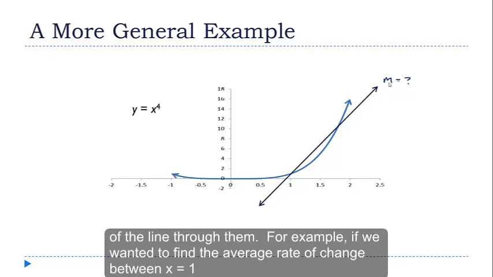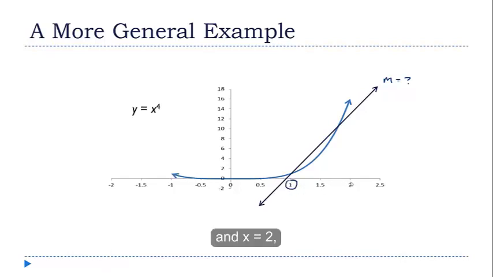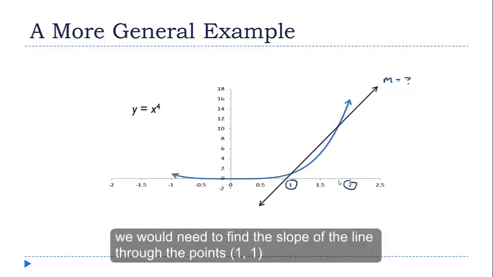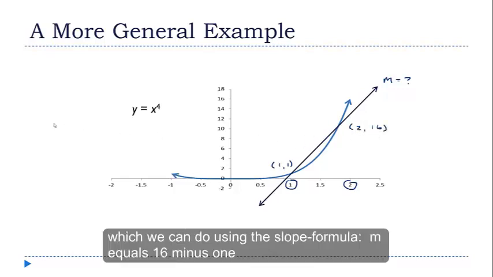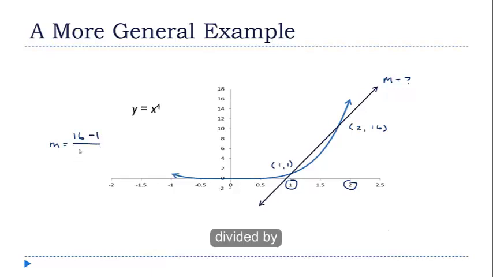For example, if we wanted to find the average rate of change between x equals 1 and x equals 2, we would need to find the slope of the line through the points 1 comma 1 and up here 2 comma 16, which we can do using the slope formula. m equals 16 minus 1 divided by 2 minus 1, which is just 15.